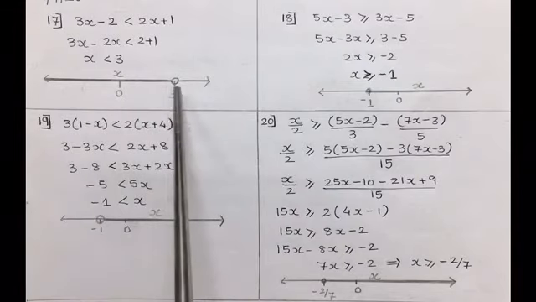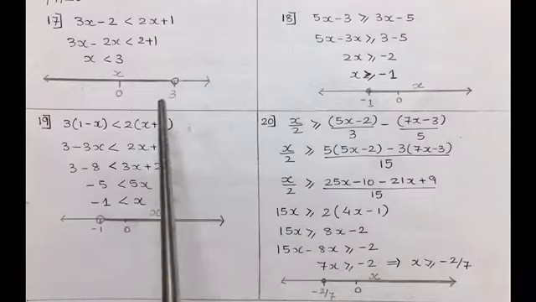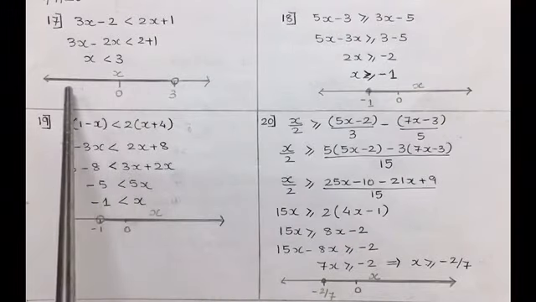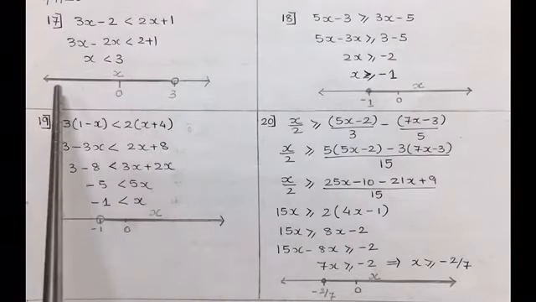So this is how it is represented in the number line. So x is lying towards the left of 3. As x is less than 3, it will be lying towards the left side.